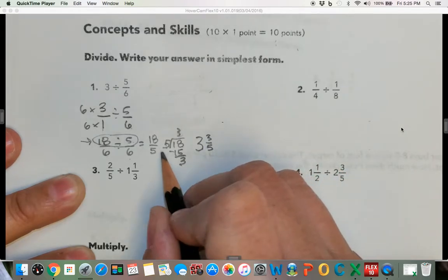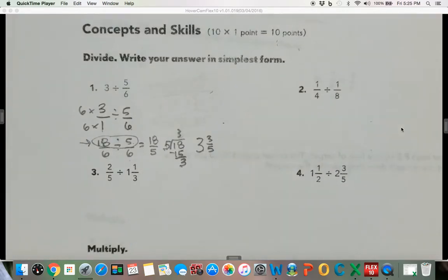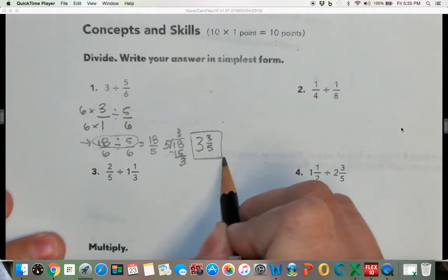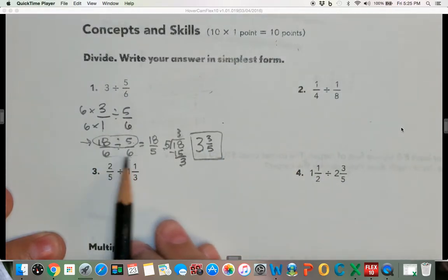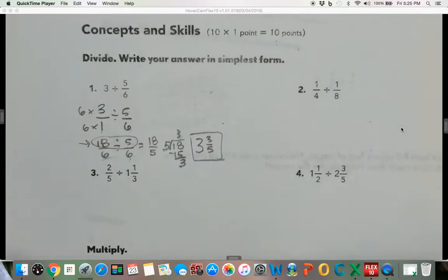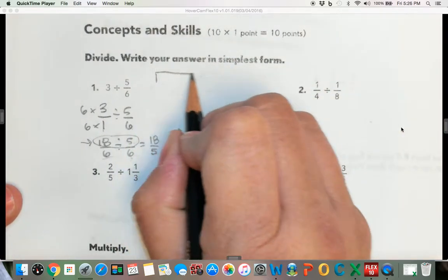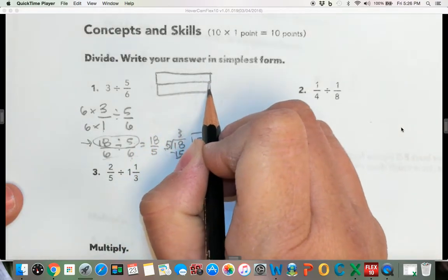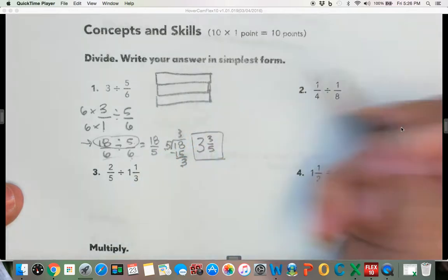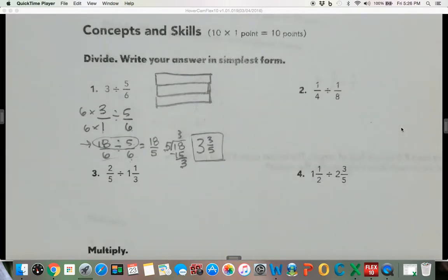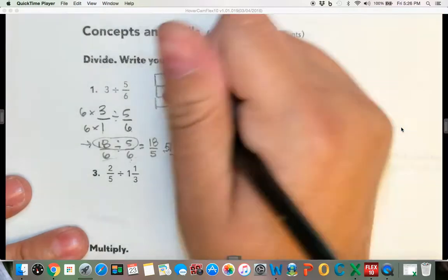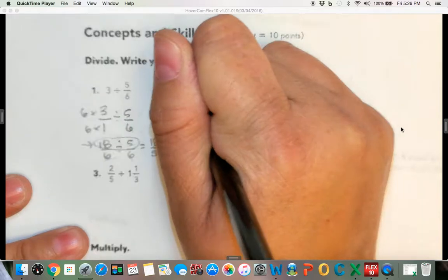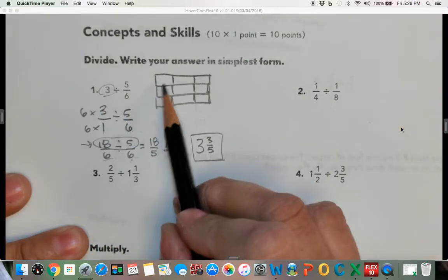This becomes my numerator. This is my denominator. I'm going to show you exactly why this is our answer and why we don't pay any attention to these bottom numbers. Here's what it looks like if I draw a picture. I'm going to take 3 wholes, and I'm going to use some colors to help you see it. I'm going to divide it up into pieces of 6. So here's my whole number, 3 wholes.